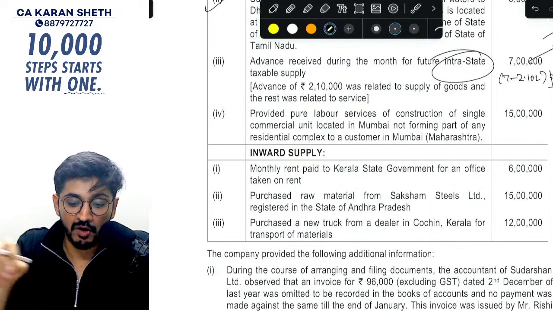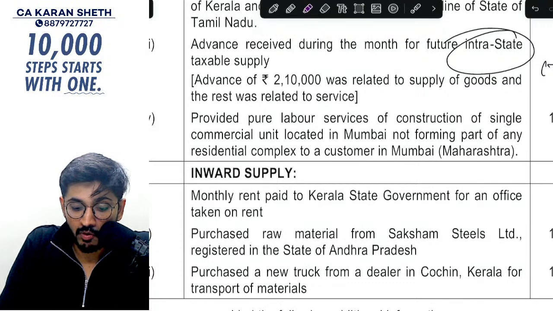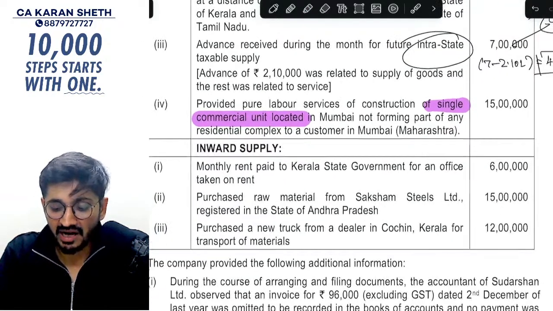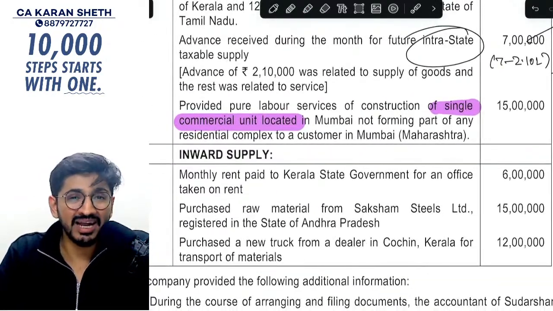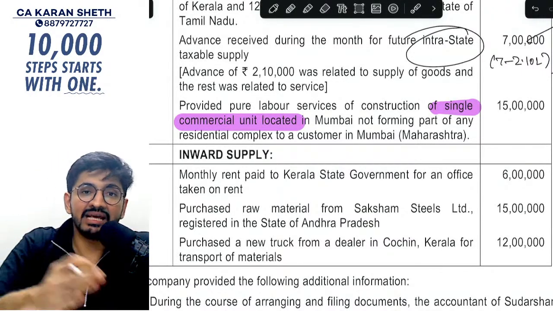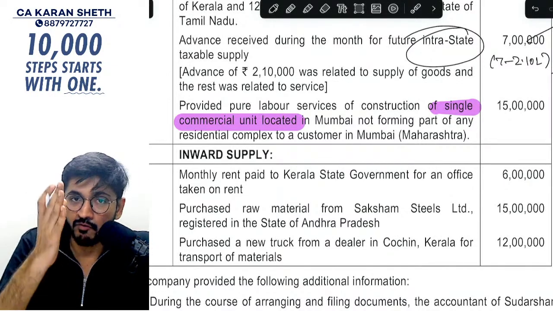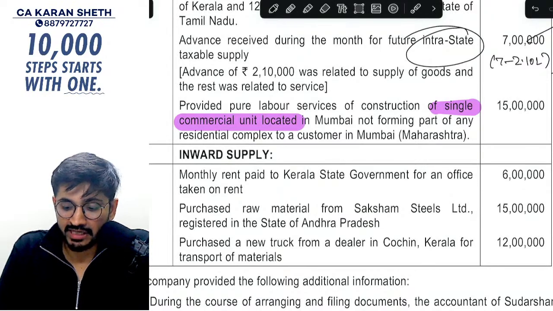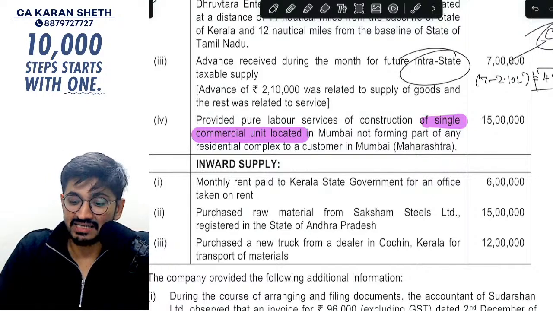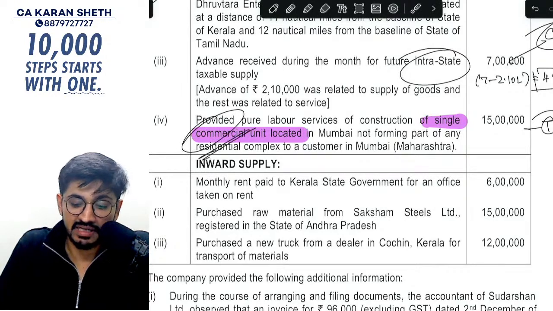Next, my dear friends, is provided pure labor service of construction of a single commercial unit located in Mumbai, not forming part of a residential complex. Understand, what are we talking about here? A single commercial unit. Are you getting it, my dear friends? Yes, there is an exemption, but if residential had been written instead of commercial, it would have secured its place for exemption and been exempted. But my dear friends, it is not exempted. It is taxable because it is a commercial unit that they have written.